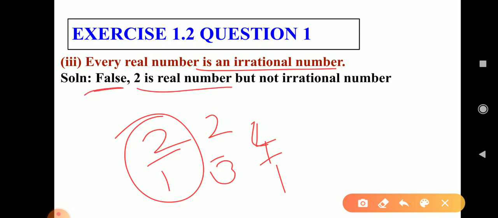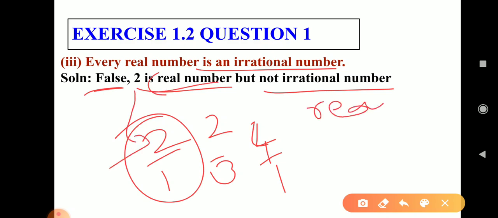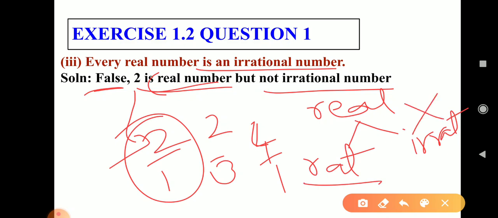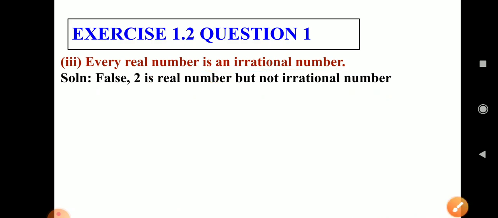2 is a real number but not an irrational number. Why is it a real number? Considering it as rational, because real is a combination of both rational and irrational. Clear? So here 2 by 1 is rational but not irrational. So false. 2 is a real number but not an irrational number. Clear? So this is about the first question. They have given the statement here, and we have to state true or false with an example or with a reason.